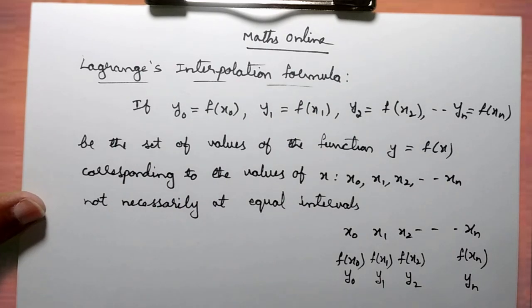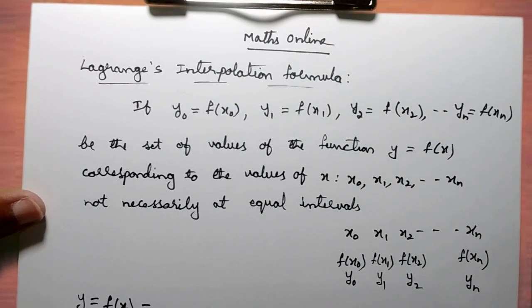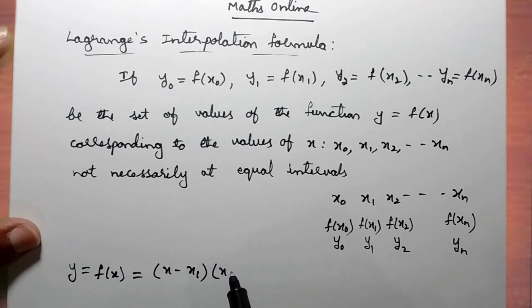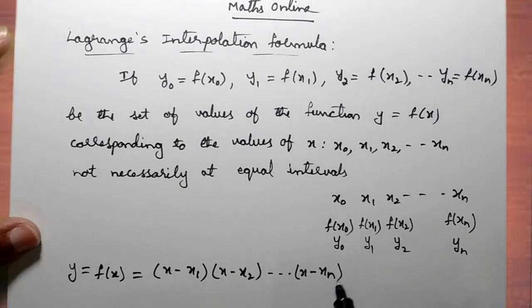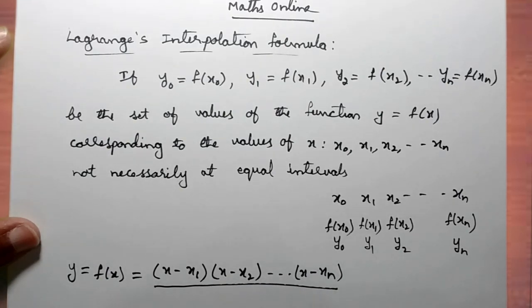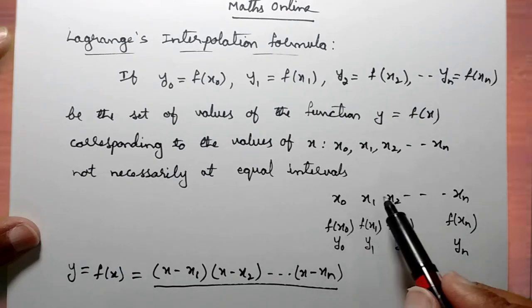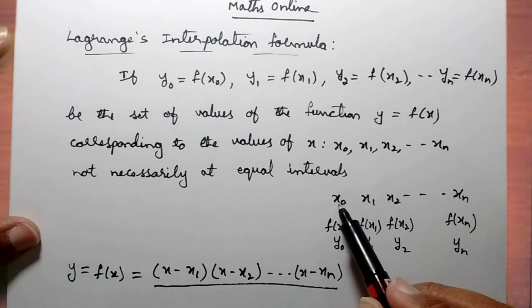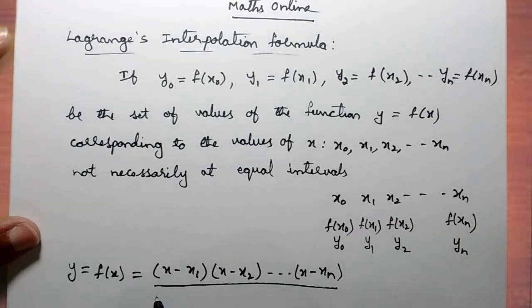Now what will be the Lagrange interpolation formula? The Lagrange interpolation formula is given by y is equal to f of x is equal to x minus x1, x minus x2 and so on, x minus xn, divided by, you can see all the values are starting from x0 up to xn, but here I have started the values from x1 onwards. Which value is missing over here? x0 is missing. So in place of x I will be writing x0.